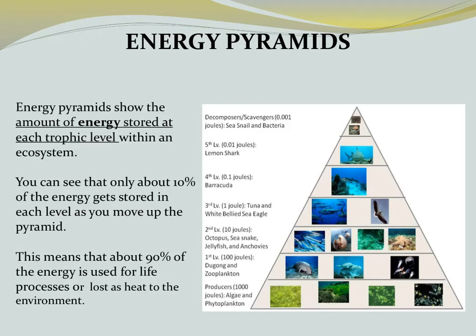Energy pyramids show the amount of energy stored at each trophic level within an ecosystem. And you can see that only about 10% of the energy gets stored in each level as you move up the pyramid. This means about 90% of the energy is used for life processes or lost as heat to the environment. And that means the ecosystem is increasing its entropy level.